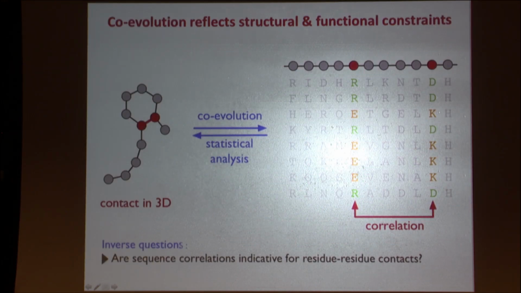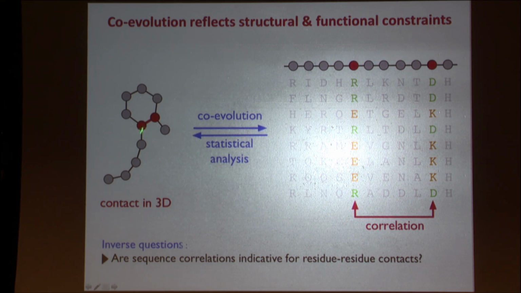And this idea appeared at least 20 years ago: if we look at sites along the primary sequence which have large correlation, this large correlation could actually come from the fact that on the three-dimensional structure, these two sites may be close to each other. And if they are in contact, then you would expect that a mutation here would be compensated by some mutation here, so the mutations wouldn't be independent.